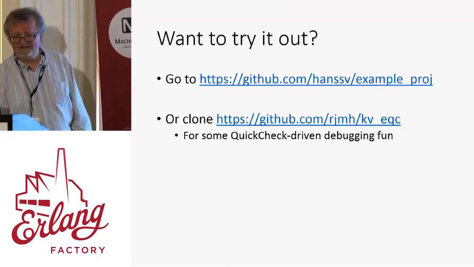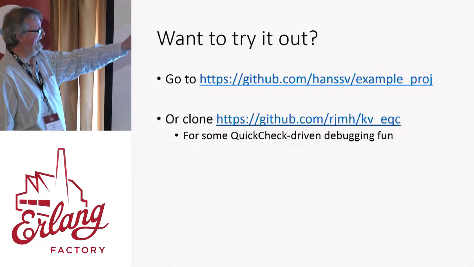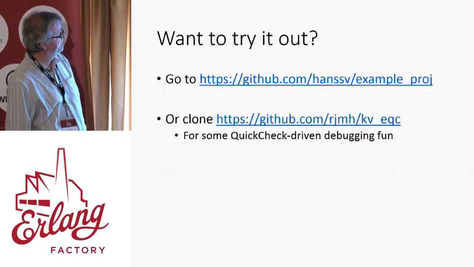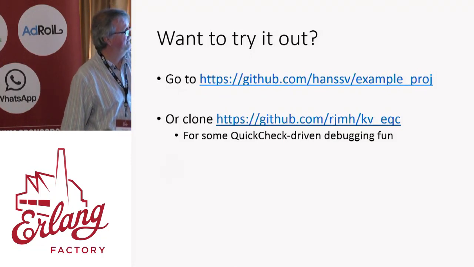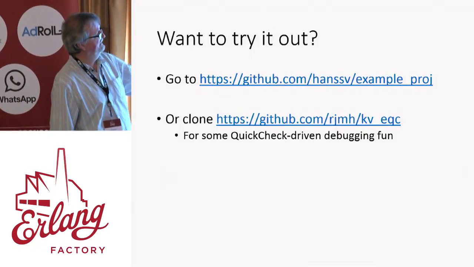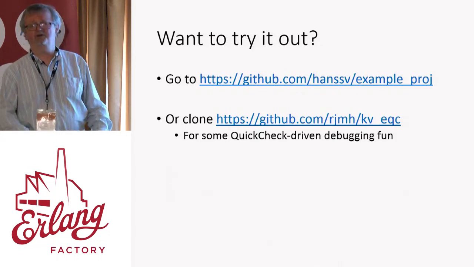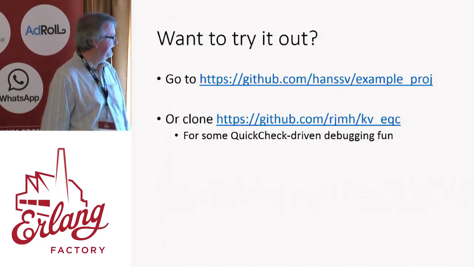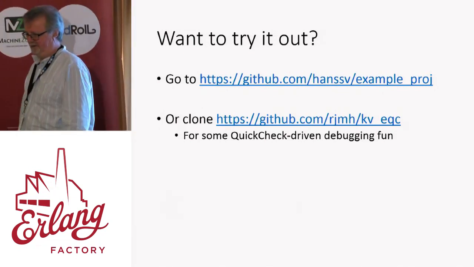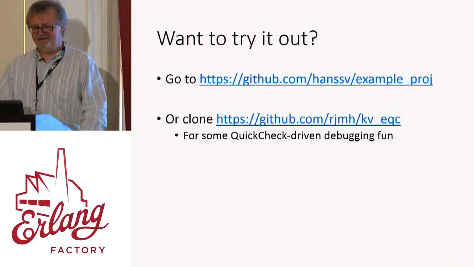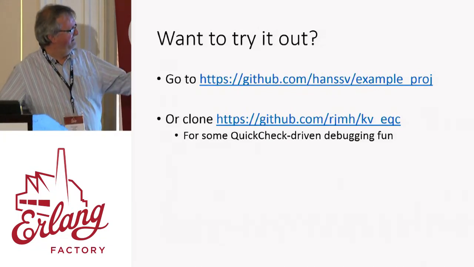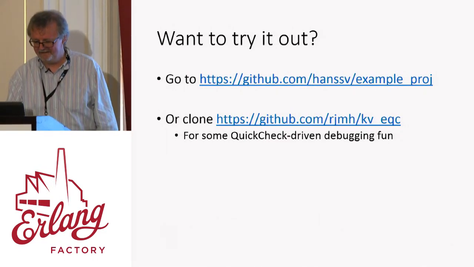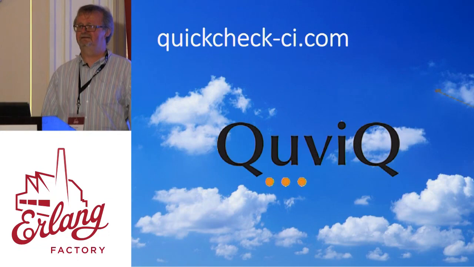So it's another of the fun things that we're able to do partly as a result of all of this. You want to try it out? You can take any GitHub project and register it with QuickCheck-CI, and we'll build it and run your properties. There is an example under Hans Svensson's GitHub account, which shows you what you have to do to make QuickCheck-CI run your code. And if you want to play, then I have an example of a very simple key value store. You can just clone that. Guess what? It's buggy. And you can experience what it's like to do QuickCheck-driven debugging. It's great fun. So that's it. QuickCheck in the cloud. Thank you.